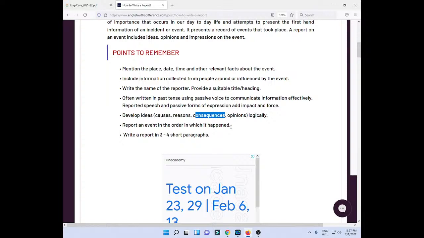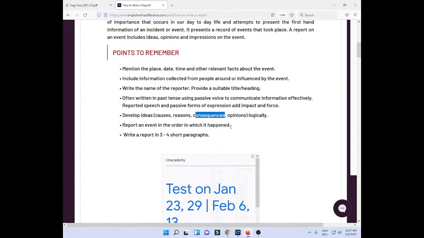Report an event in the order in which it happened, okay? Suppose you are reporting an event, for example the annual day of your school. First of all, the chief guest comes, then the lighting of the diya takes place, then the Saraswati Vandana. These sequences of the event you have to mention in exactly the same order in which the event took place. Understood? That is the meaning of reporting an event in the order in which it happened. So maintain the order.